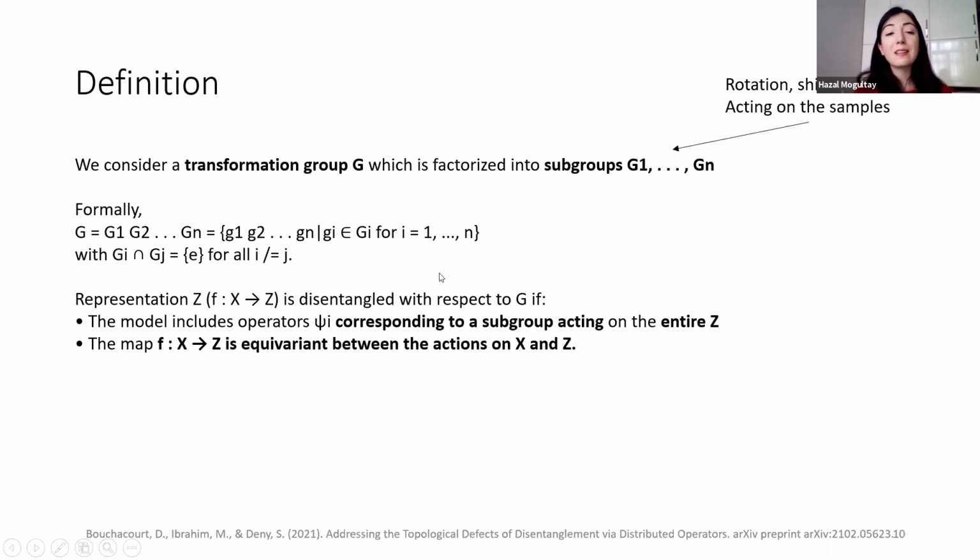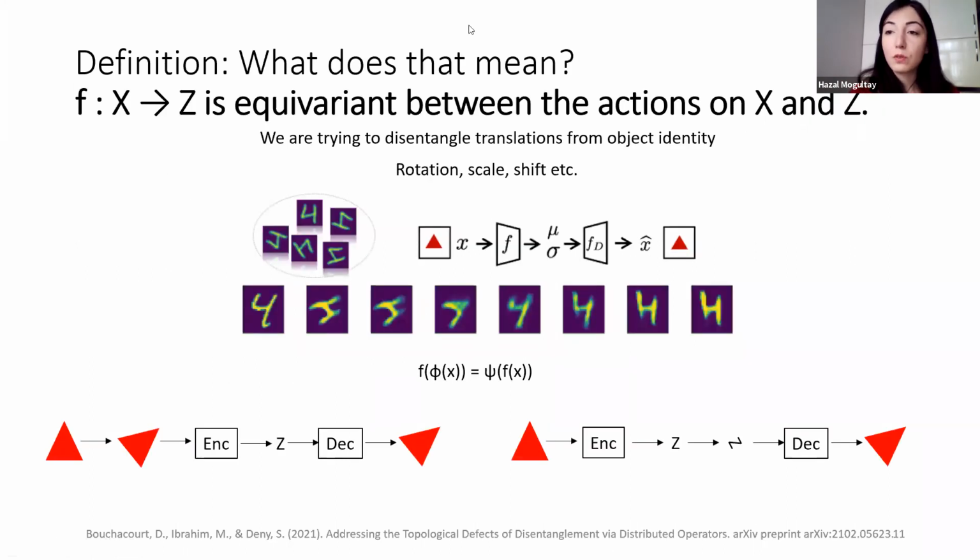So our representation is disentangled if the model includes this operator, such that this operator corresponds to subgroups, each of these rotation and shift, acting on the entire representation space. So we are looking for this mapping. Right now, I know this definition does not make much sense, but let me explain it in other terms. So we are given some transformations and we are trying to disentangle them from identity.